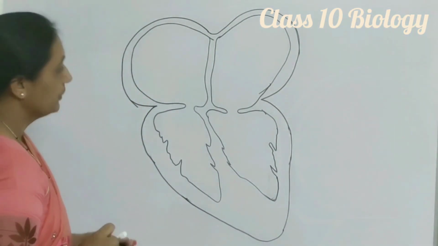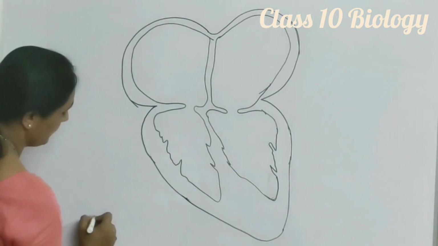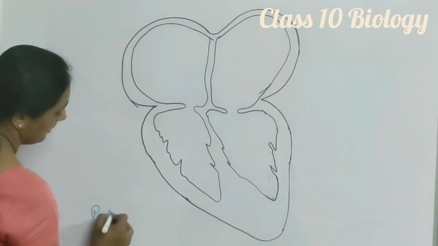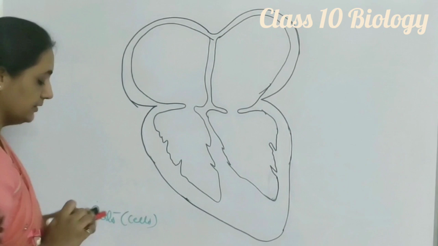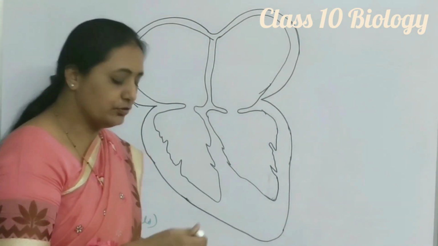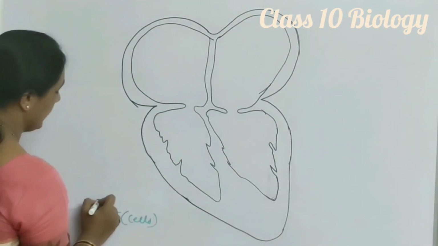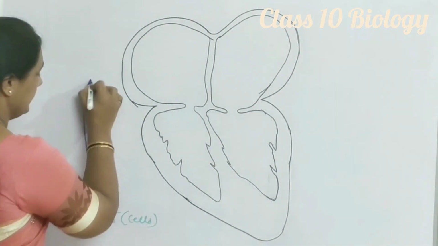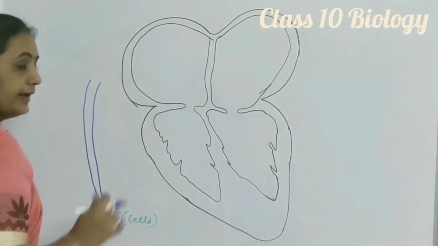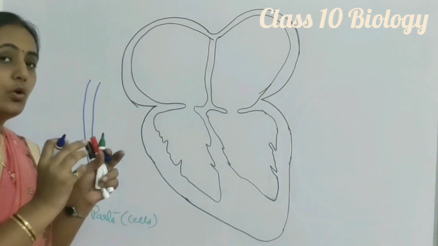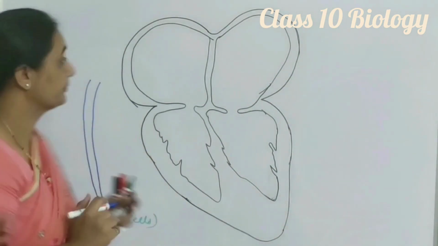Now, blood comes from different parts of the body. Suppose here body parts or cells are there. So veins collect blood from different cells of the body. The deoxygenated blood is collected by veins, and all the rest of the veins open into a major vein. That major vein is called the vena cava.